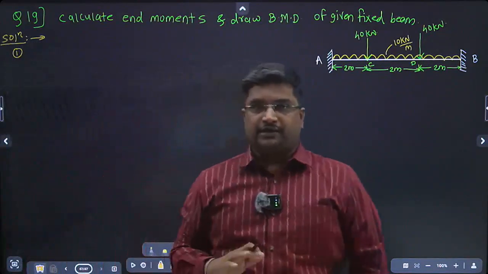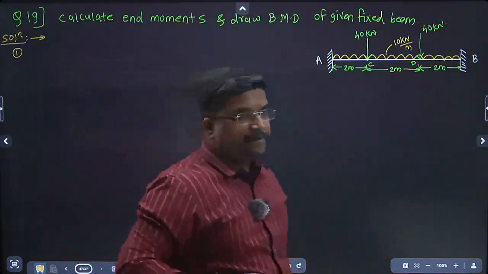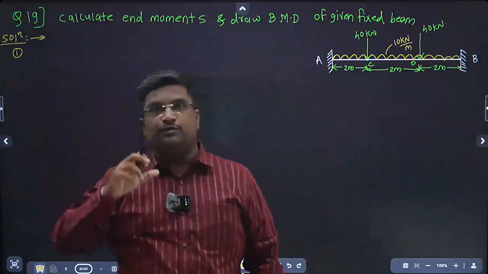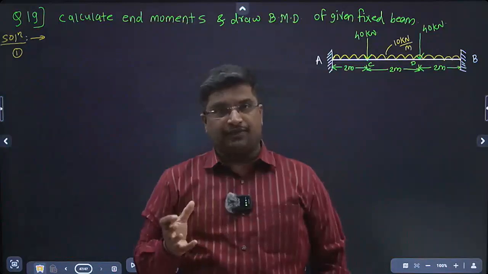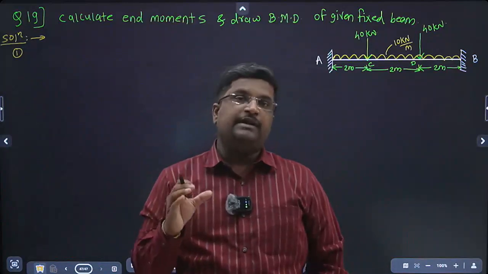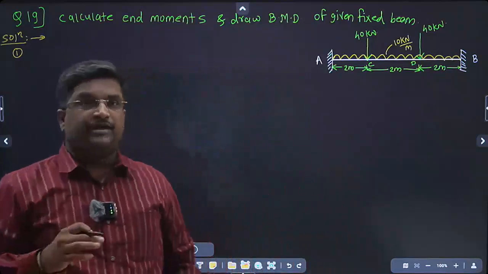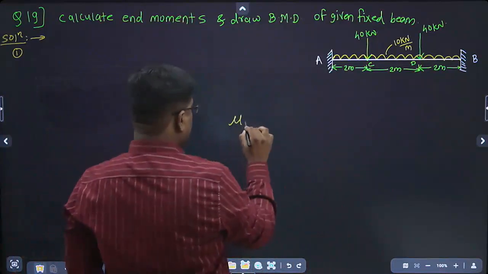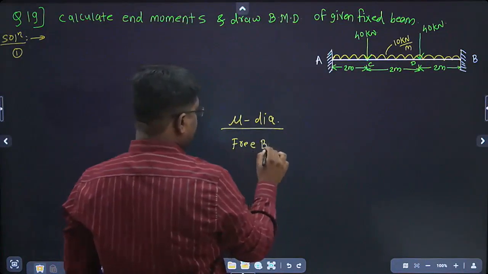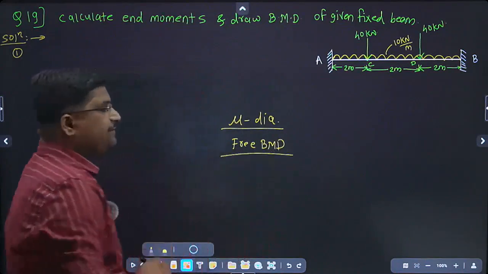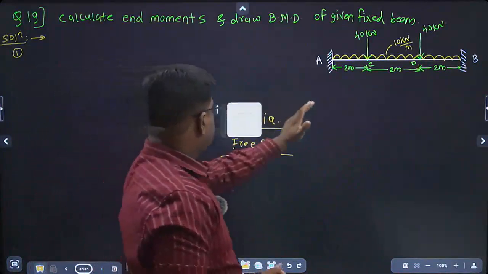Now we have written everything in previous problems. So what you have to write here? Step number 1: assuming fixed beam as a simply supported beam, find out the support reactions and find the free bending moment values and draw the Mu diagram. Mu diagram is also known as free BMD. So keep this in mind also.